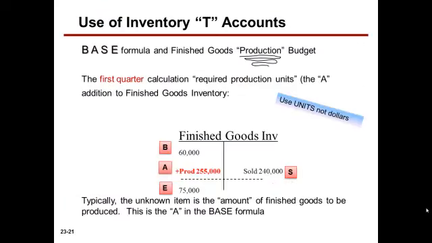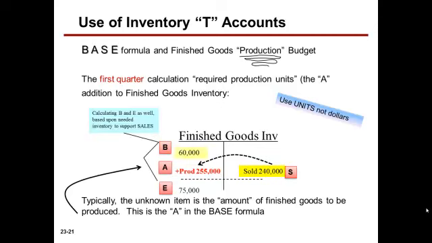A quick recap of the first quarter calculation only of required production using a T account. We calculated a total required production of 255,000 units to be produced during the quarter. That was a result of knowing our total sales of 240,000 units and being able to calculate our beginning and ending inventory values as indicated.